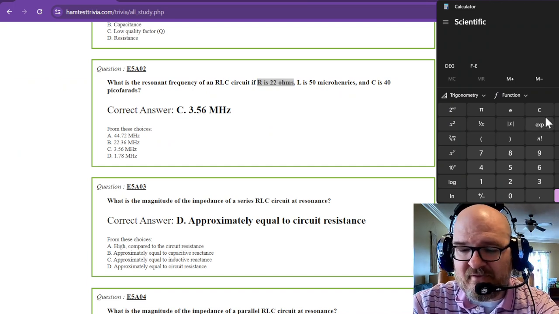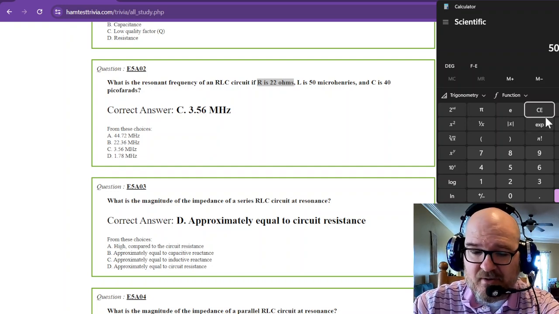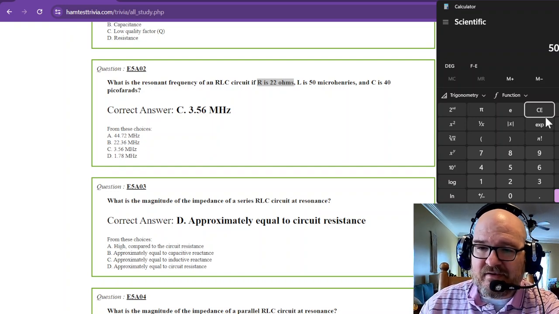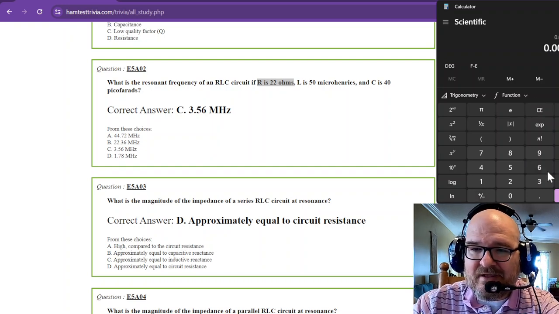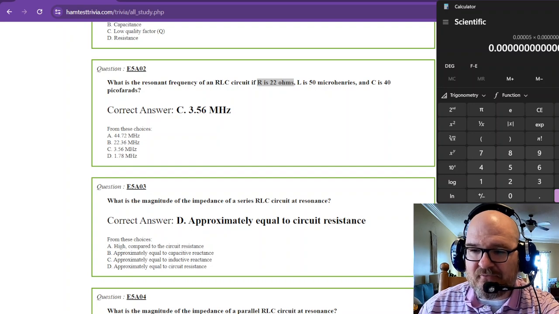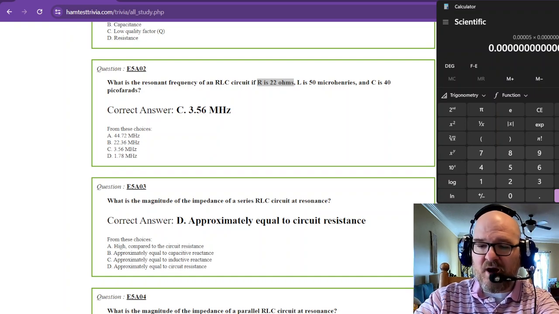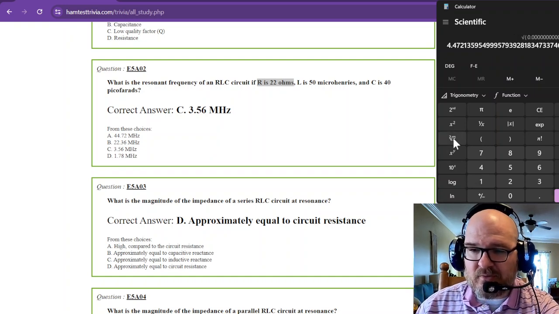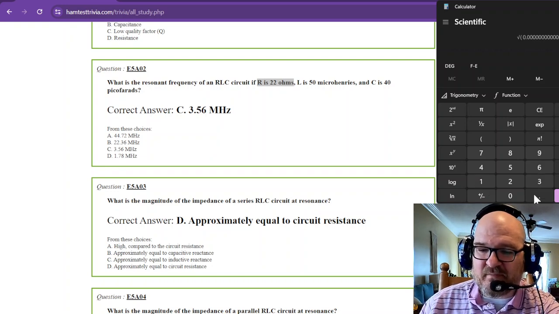We start out with 50 microhenries. If you remember your scientific notation, micro is negative 6. So we're going to go 50e negative 6, times 40 picofarads. Pico is negative 12, so 40e negative 12. Now remember, the next step is to take the square root of the product. So now we use the square root of that. Then we multiply times 2 pi, which is 6.28.